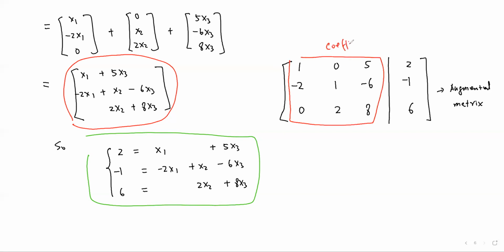And this part is the coefficient matrix of the linear system. Now solve the linear system. How to solve the linear system? Reduce the linear system to echelon form.